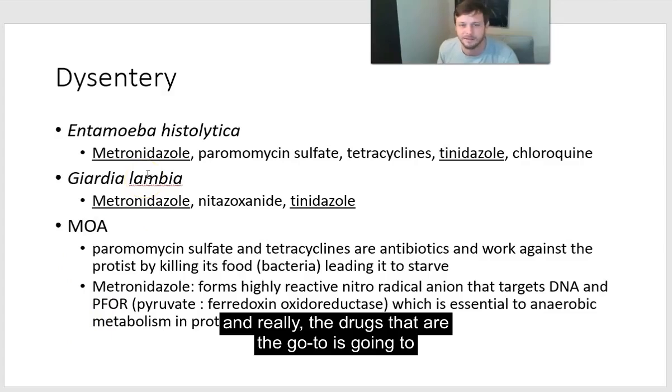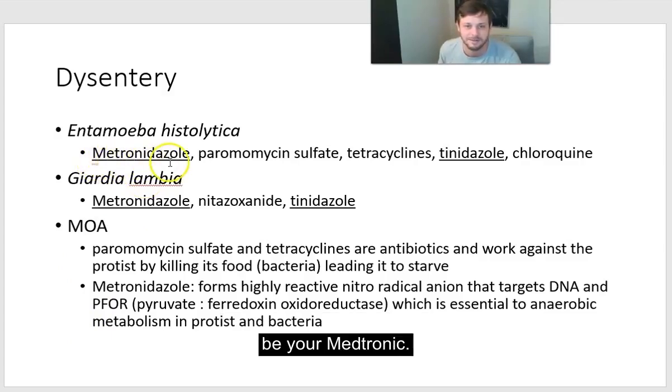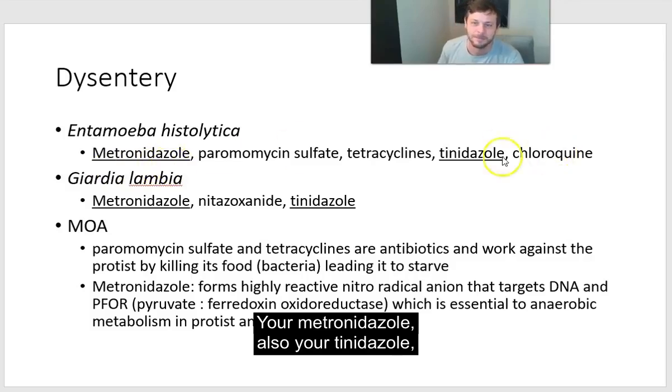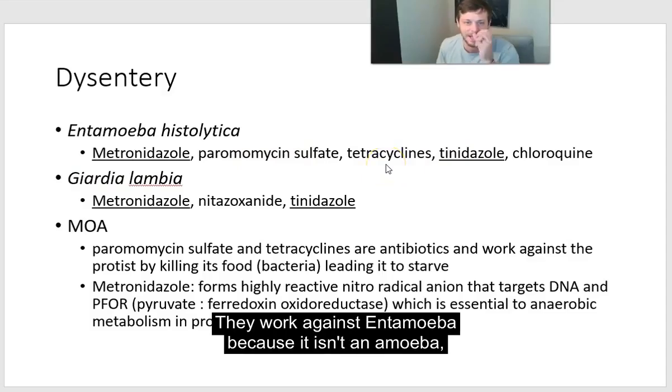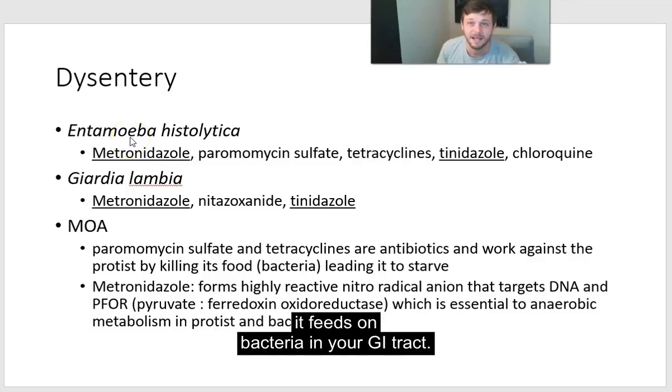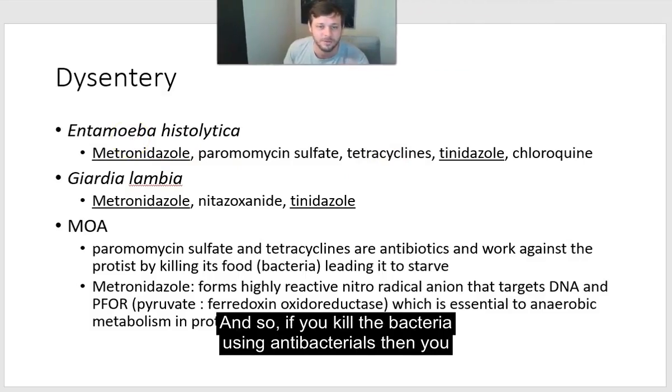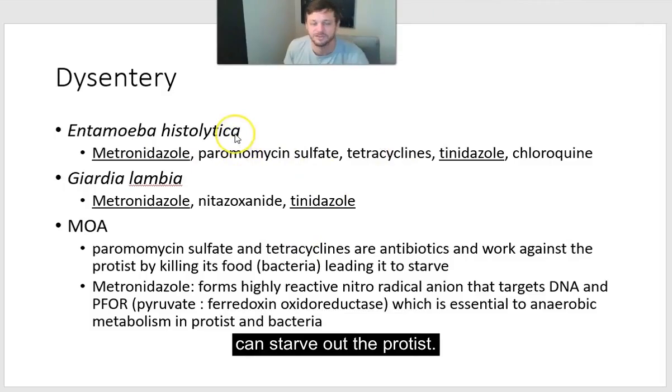And really the go-to drug is going to be your metronidazole. Also tinidazole, paromomycin, and your tetracyclines. They work against Entamoeba because it is an amoeba and it feeds on bacteria in your GI tract. And so if you kill the bacteria using antibacterials, then you can starve out the protist.